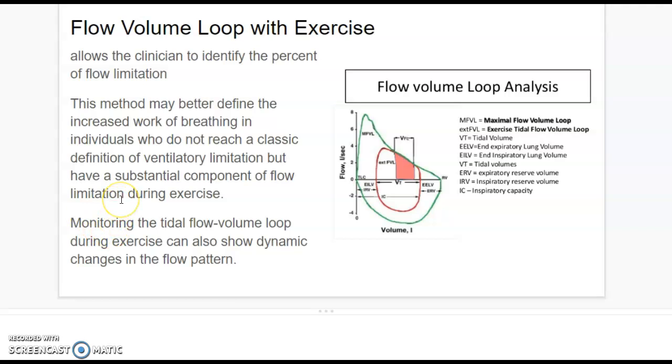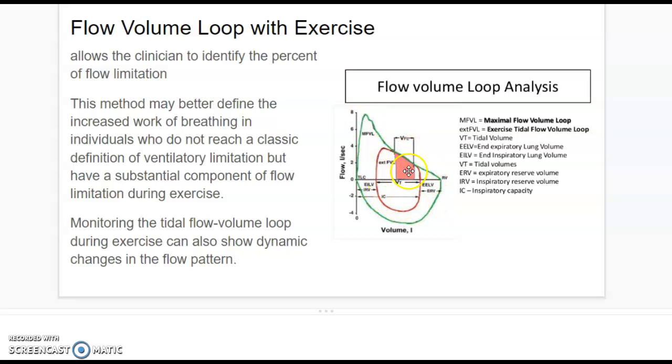Monitoring the tidal flow volume loop during exercise can also show dynamic changes in the flow pattern. So here is our tidal flow volume loop here in the red, and then in green is the maximal flow volume loop.